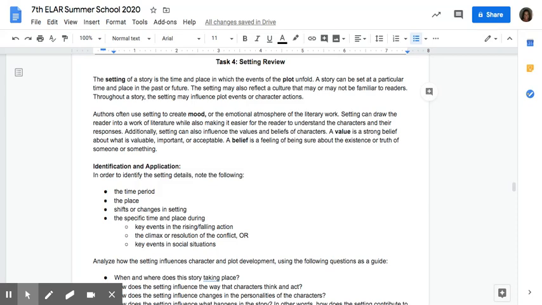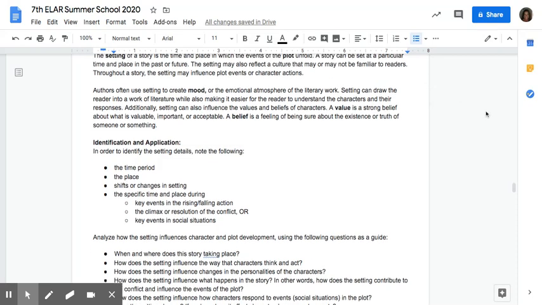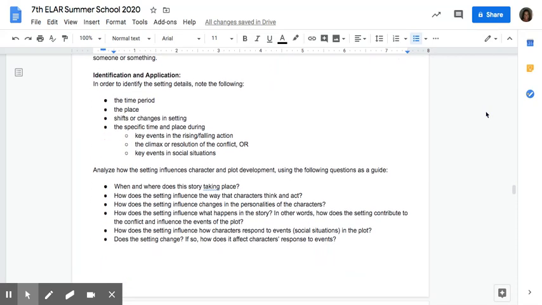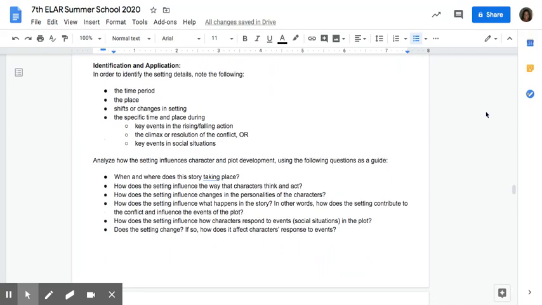It's important to think about setting: the time period, the place, how the setting shifts or changes, and any kind of key events that happen as a result of the setting. So, to analyze setting, how the setting influences characters and plot development, there are a few questions that we can look at to help us as we are reading.